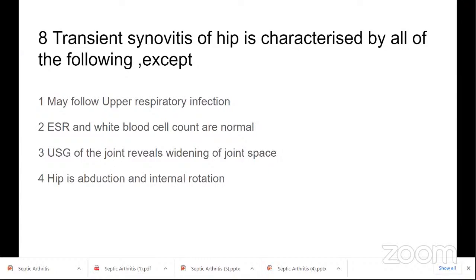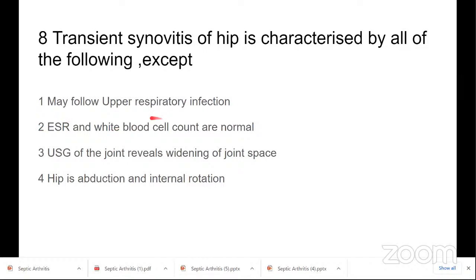It doesn't progress to arthritis. Please remember that. And generally, it resolves by 3 weeks. It is seen commonly in children and it is unilateral. Generally, only monoarticular, and most commonly it affects the hip. All these things you please remember. So, it may follow upper respiratory infection. Here you remember, ESR and white blood cells are normal. Okay?